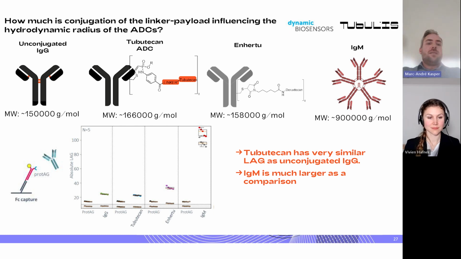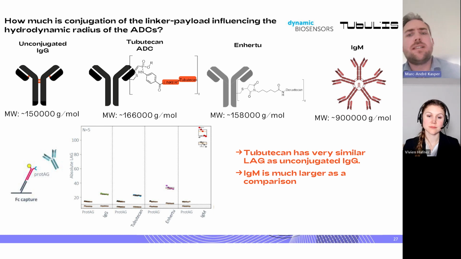And here are the results that we generated with this. So when we look into the lag value of an unconjugated IgG, we are very pleased to see that the Tubulis ADC is basically the same. So even though we increase them in size, we do not increase them in radius. We are even a bit lower in radius than Enhertu.